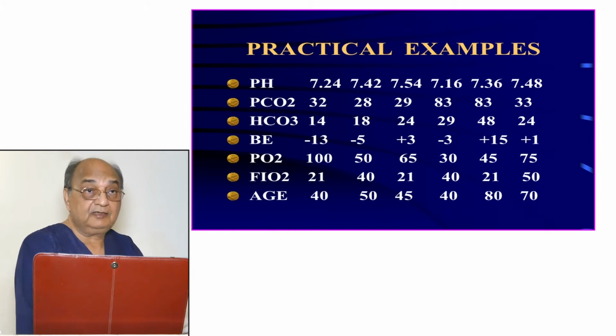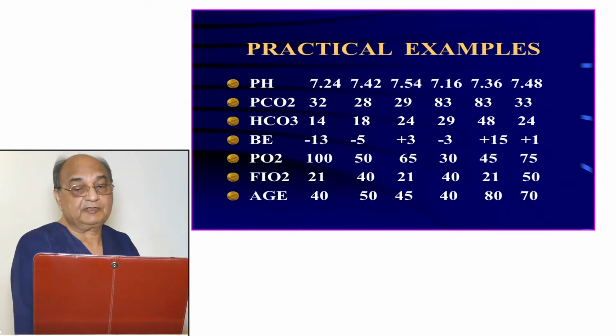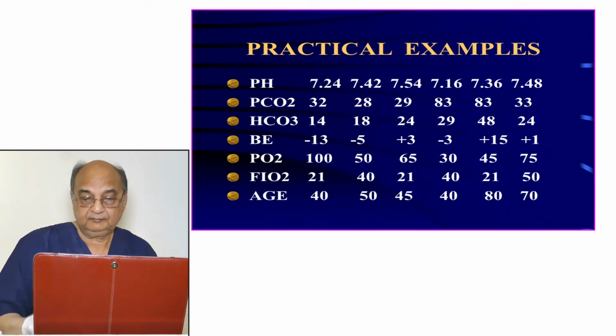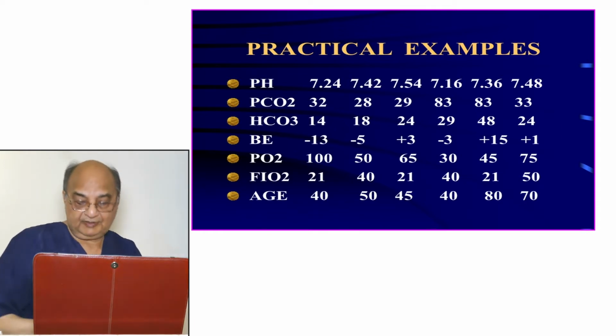In spite of giving 40% oxygen. So the analysis should be like this. Then try to find out the cause. What is the causative factor of the acid-base disturbance? So all these figures have been given in the handouts and you can practice yourself. There are some more also like this.